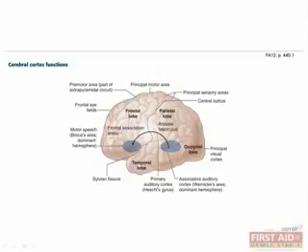Now let's talk about the cerebral cortex. Generally speaking, the cortex is split into 4 lobes. The frontal lobe contains the precentral gyrus, containing the primary motor cortex. The dominant hemisphere contains Broca's area, which produces speech.